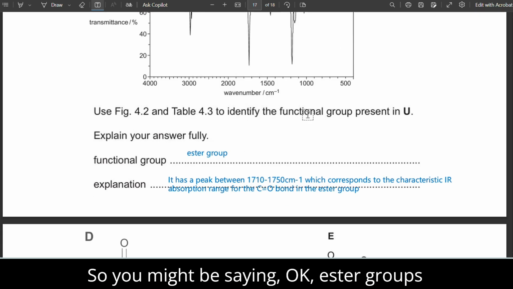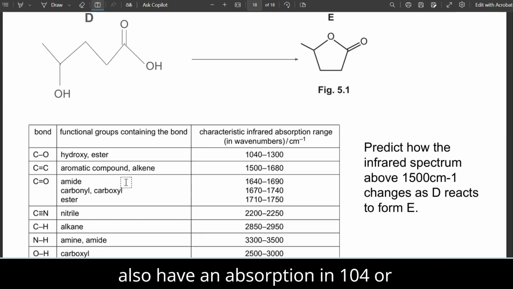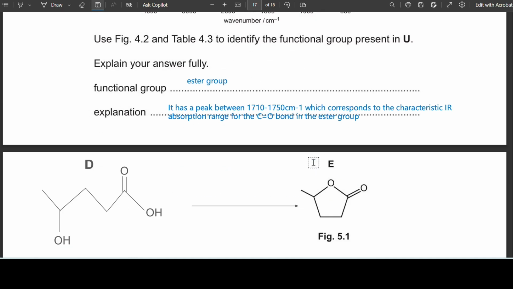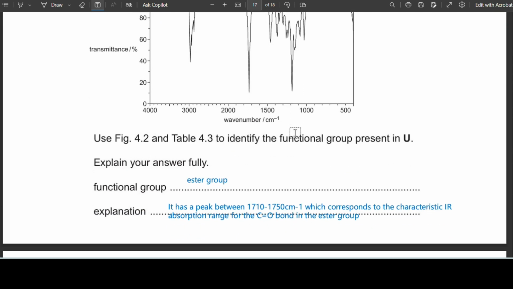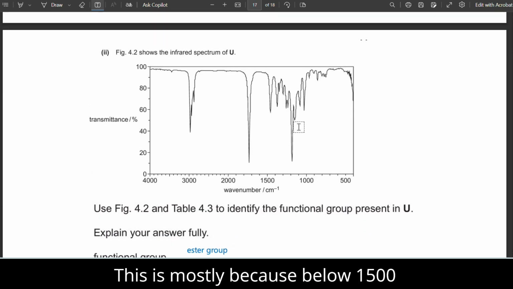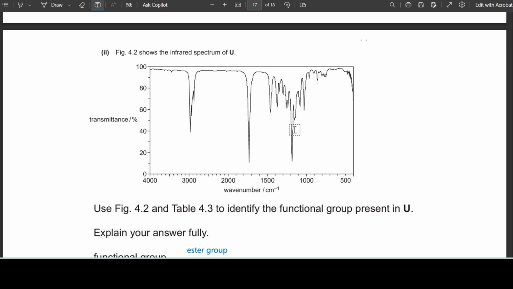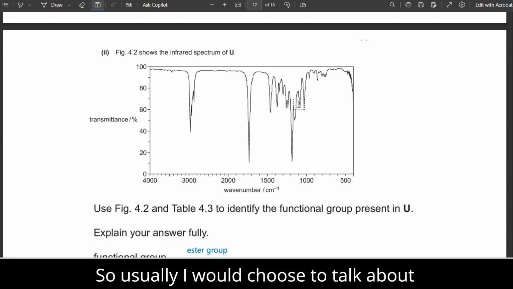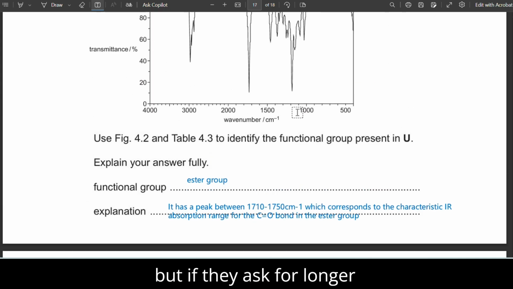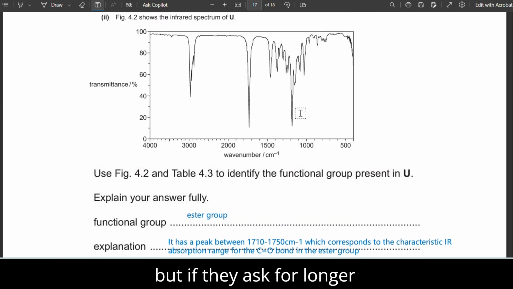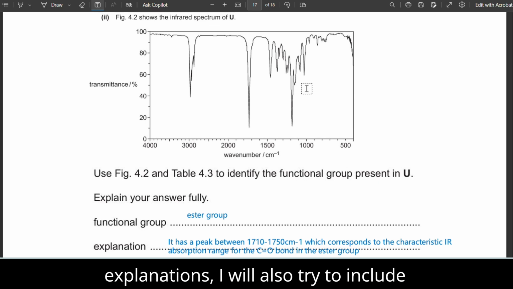So you might be saying, okay, ester groups also have an absorption in 1040 to 1300. So why don't we talk about that? This is mostly because below 1500, it is very hard to read the graph. And so usually I would choose to talk about things above 1500. But if they ask for longer explanations, I will also try to include stuff here.